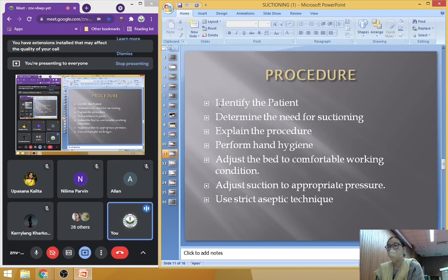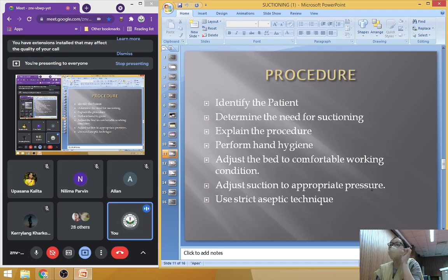Then you have to identify the patient and procedure, determine the need for suctioning, and why we need to do it. Explain the procedure either to the patient, or if the patient is unconscious, to the attendants. Perform hand hygiene, adjust the bed to a comfortable working condition, and adjust the suction to appropriate pressure.